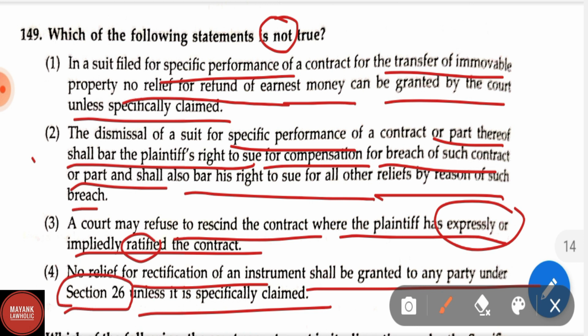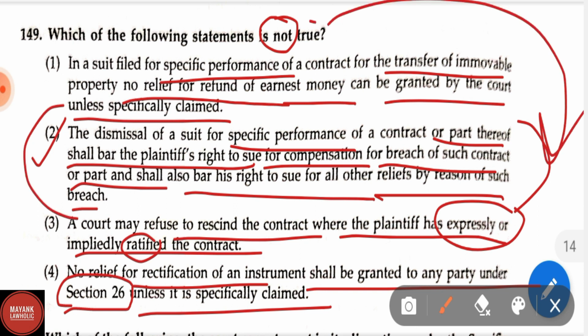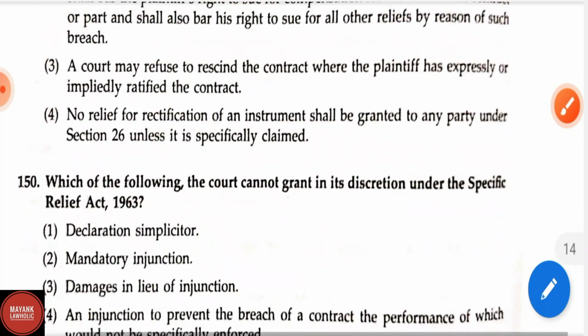In question number 149, the correct answer will be option 2, because this is not a true statement among the given options. Statements 1, 3 and 4 are the right statements, and the question asks which is not true. This is not true, so option 2 will be the right answer. Now let us see the last question, question number 150.